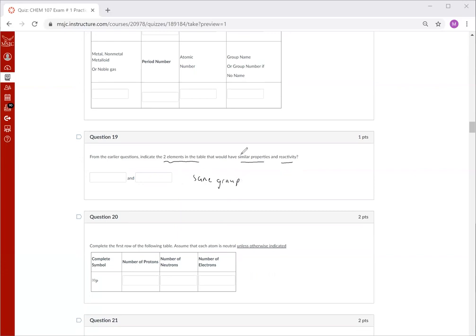So what 2 elements from the earlier table are in the same group? Bromine, iodine. Yep, exactly right. Perfect. Because they're both halogens. They're both group 7A elements. Does this make sense? Perfect. So let's keep going now.